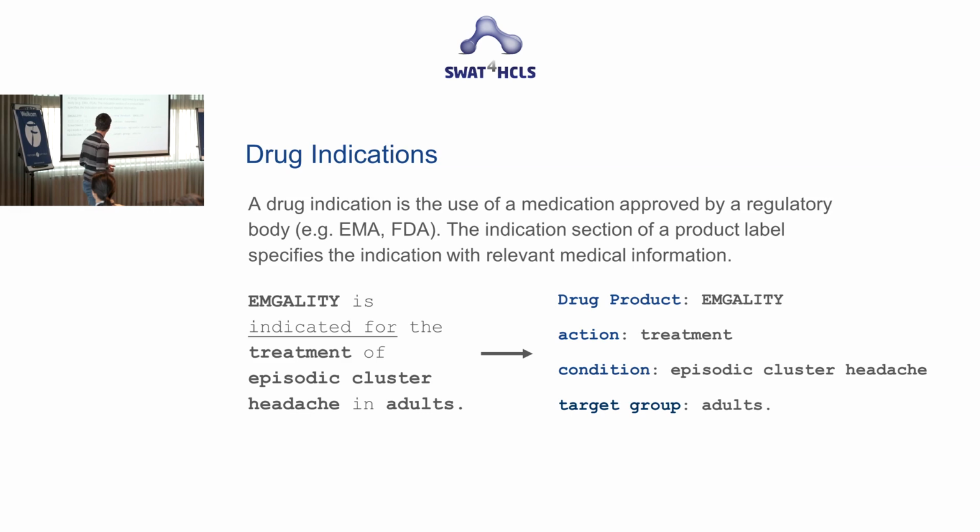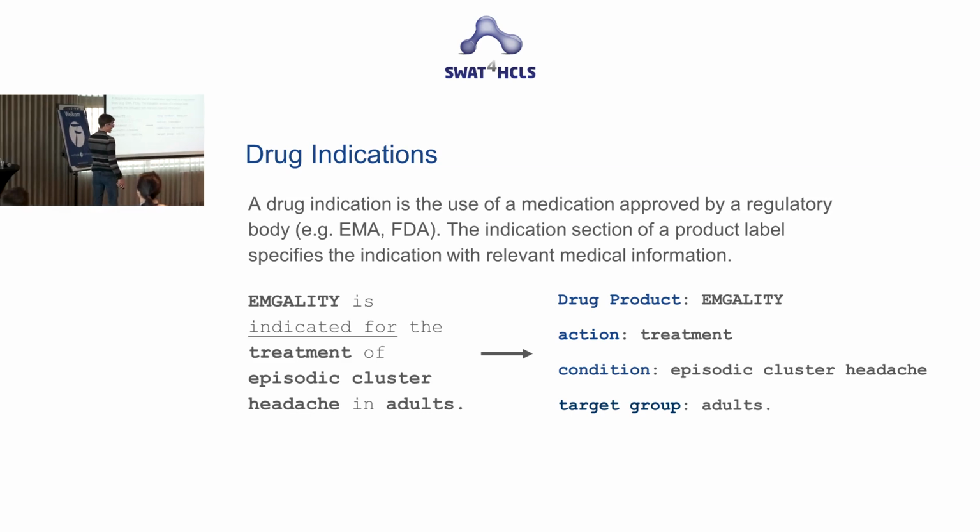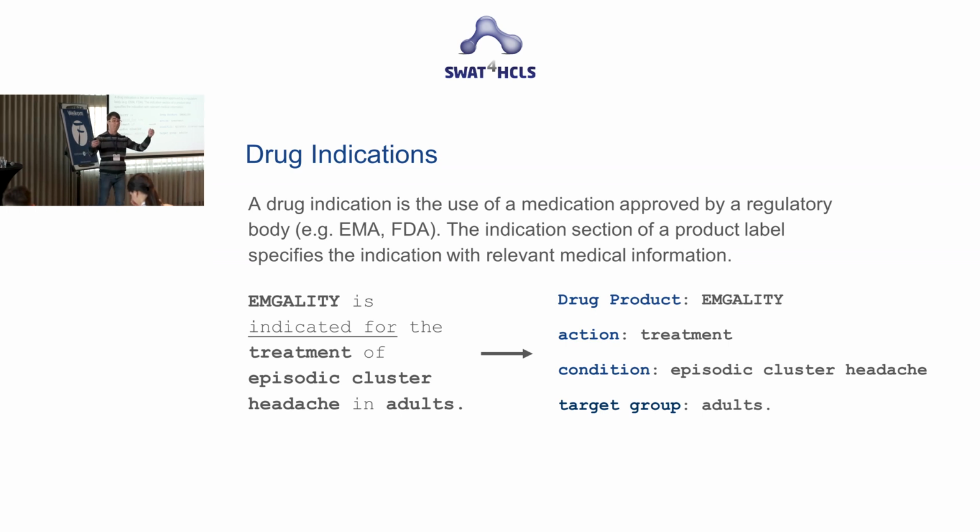Yeah? So here's an example, right? The drug indications are captured in the drug product label. So every time you get a medication, a prescription, you open the box, you get a piece of paper, and it will state in there what is the approved use of that medication. Okay, so it looks like this.